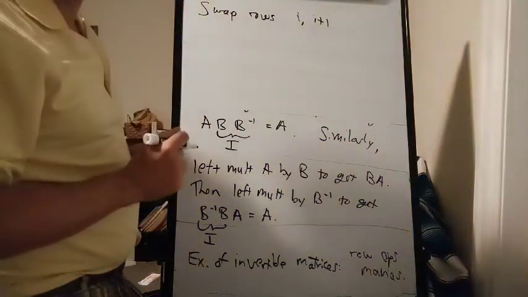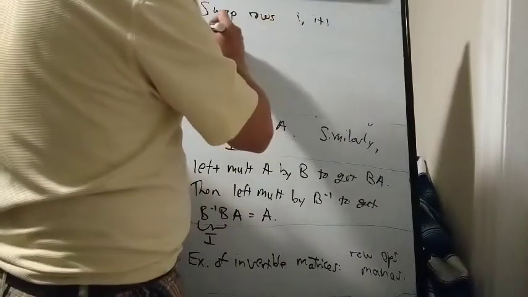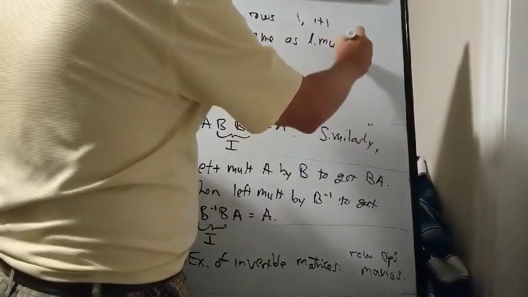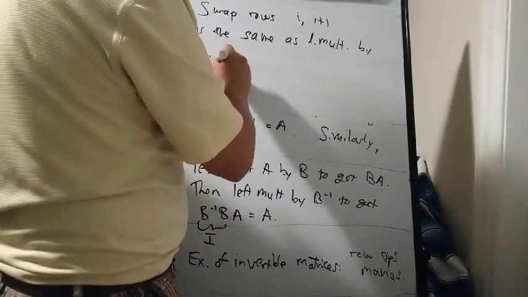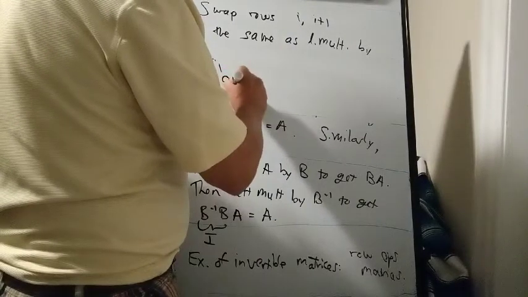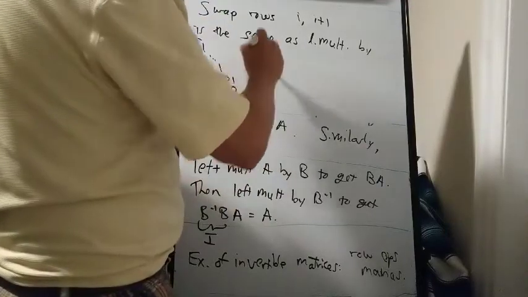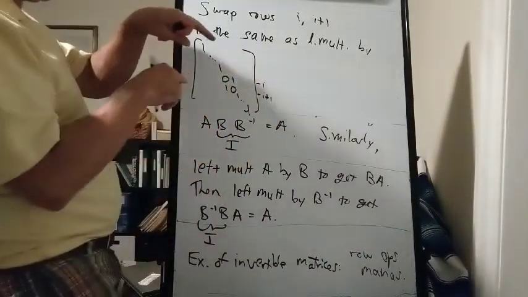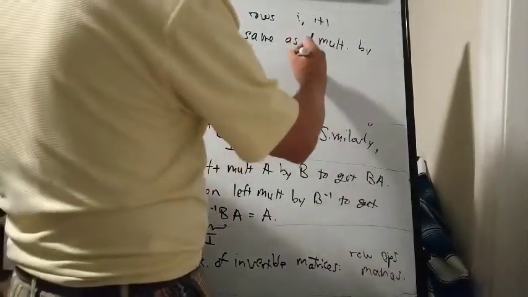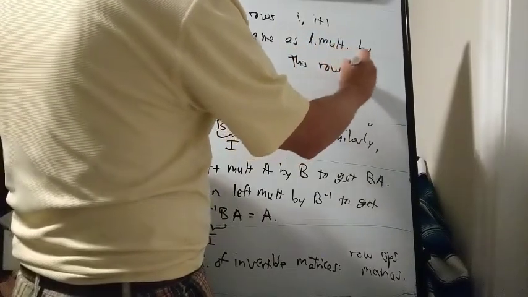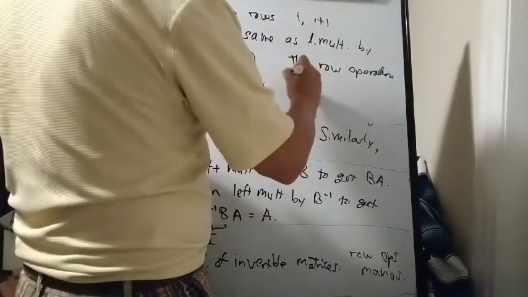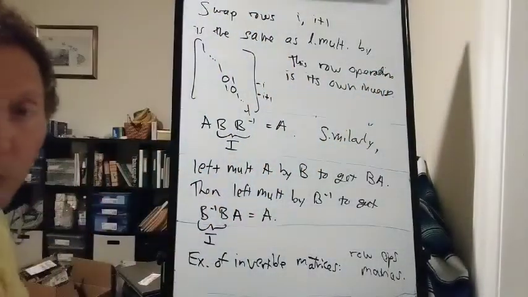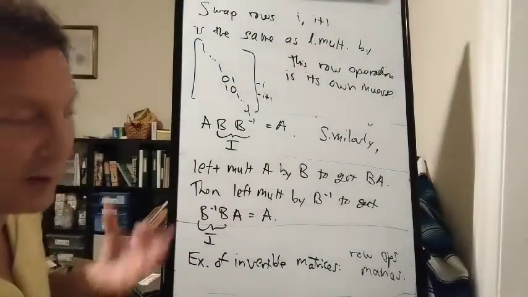Now if we want to swap rows I and I plus 1, that's the same as left multiplication by a matrix that looks like the identity matrix, except two of the ones are in the wrong place. So ones all down the diagonal except in rows I and I plus 1, where the ones are just off the diagonal. Now this row operation is its own inverse, because if you swap rows I and I plus 1 twice, it's like you never did anything.